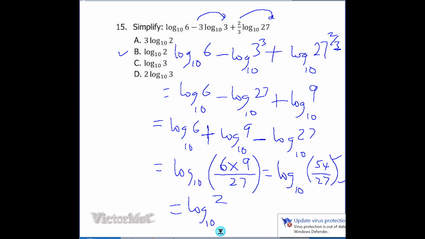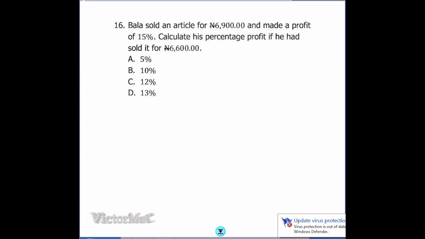All right. Number 16 of the WAEC question. It said Bola sold an article for 6,900 naira and made a profit of 15%. Calculate his percentage profit if he had sold it for 6,600 naira. Now, we know that 100% of cost price is just the same as cost price. But when we add something to the 100%, like 15% in this case, we're going to get 115%. So it means that by selling this article at 6,900 naira, it's making 15% on the 100% cost price.